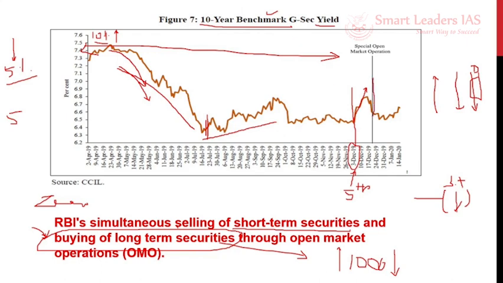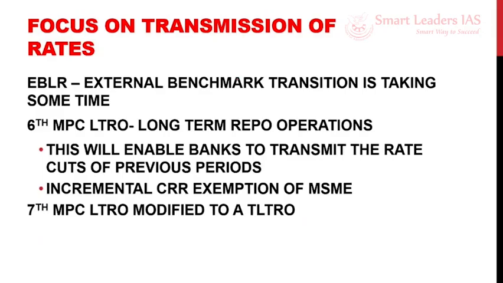And this is what happened. When the special market operation was conducted, the yield curve, which was going up in this direction, began to flatten. So this is the objective of OMO in the name of Operation Twist. And remember, Operation Twist is not something newly discovered by India. Way back in 2011 and 2013, the Federal Reserve of the USA also similarly intervened in this format.